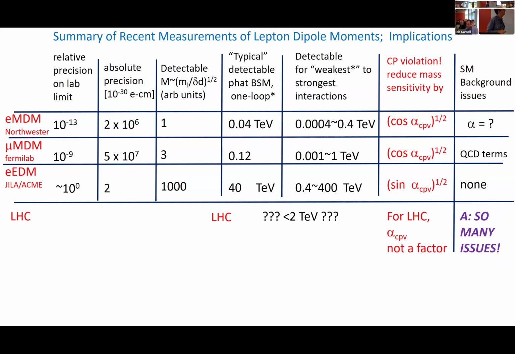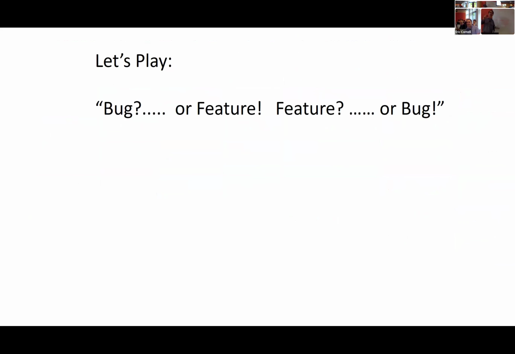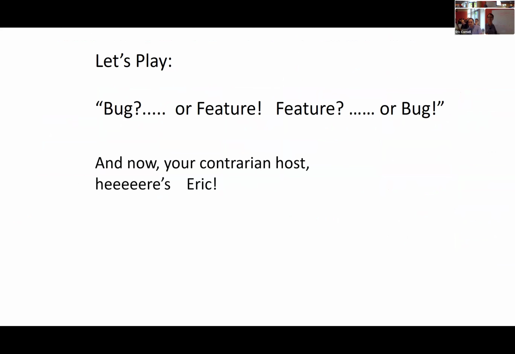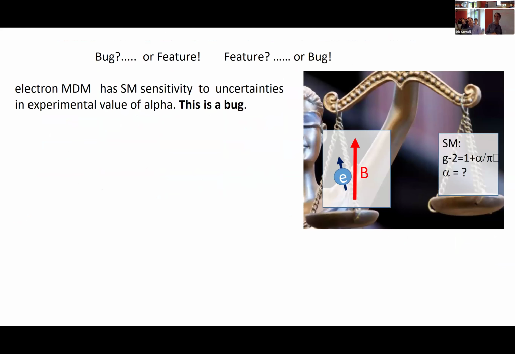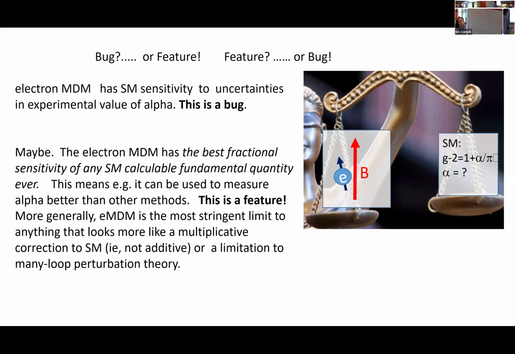So many issues. Okay, we're going to play a TV game, which I'm going to call Bug or Feature, Feature or Bug, and I'm going to be the host of this game show. Here's Eric. Okay. The electron magnetic moment has standard model sensitivity to experimental value of alpha. This is a bug. Maybe. I think that the electron magnetic dipole moment has the best fractional sensitivity of any measure, which means you can use it, for instance, to measure alpha better than any other way.